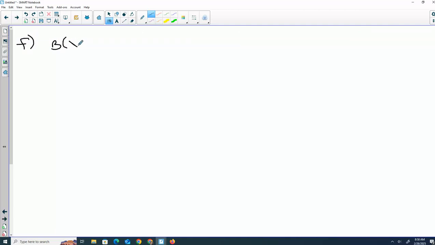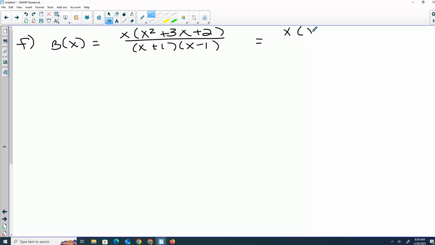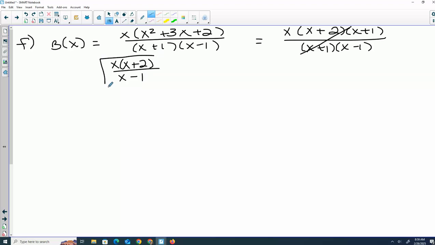So first step, factor. On the top, you have to start by taking out an x. Bottom, you can do difference of squares. Then on the top, multiply to 2 and add to 3 would be plus 2 and plus 1. So this turns into x times x plus 2 over x minus 1. That's what we'll use for our graph.